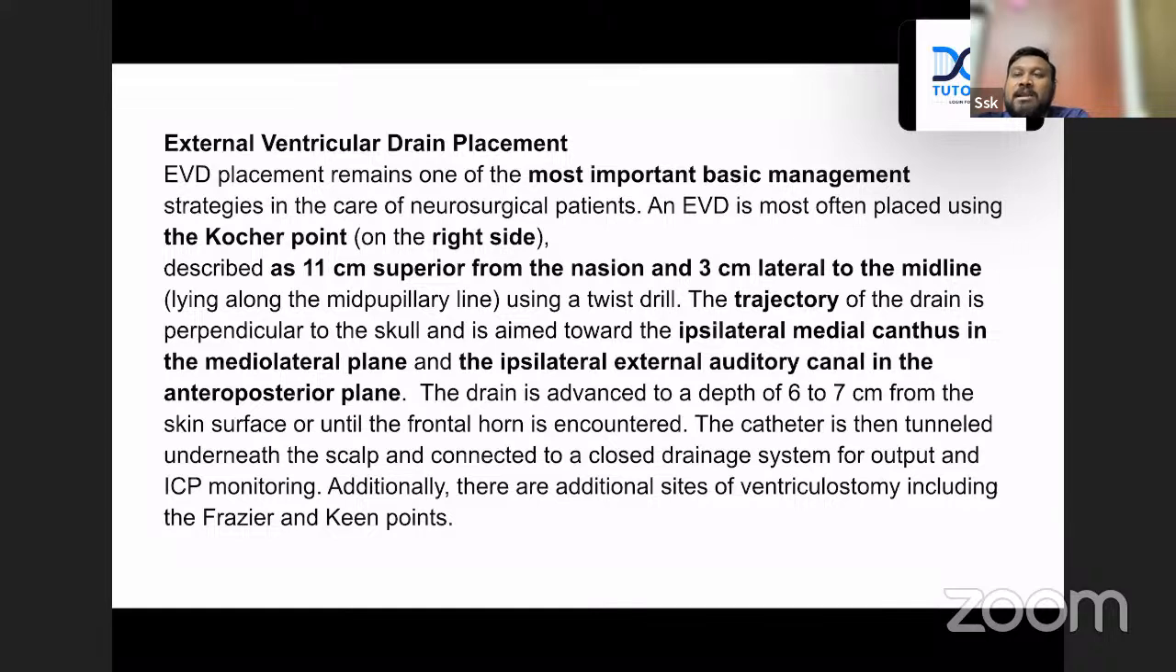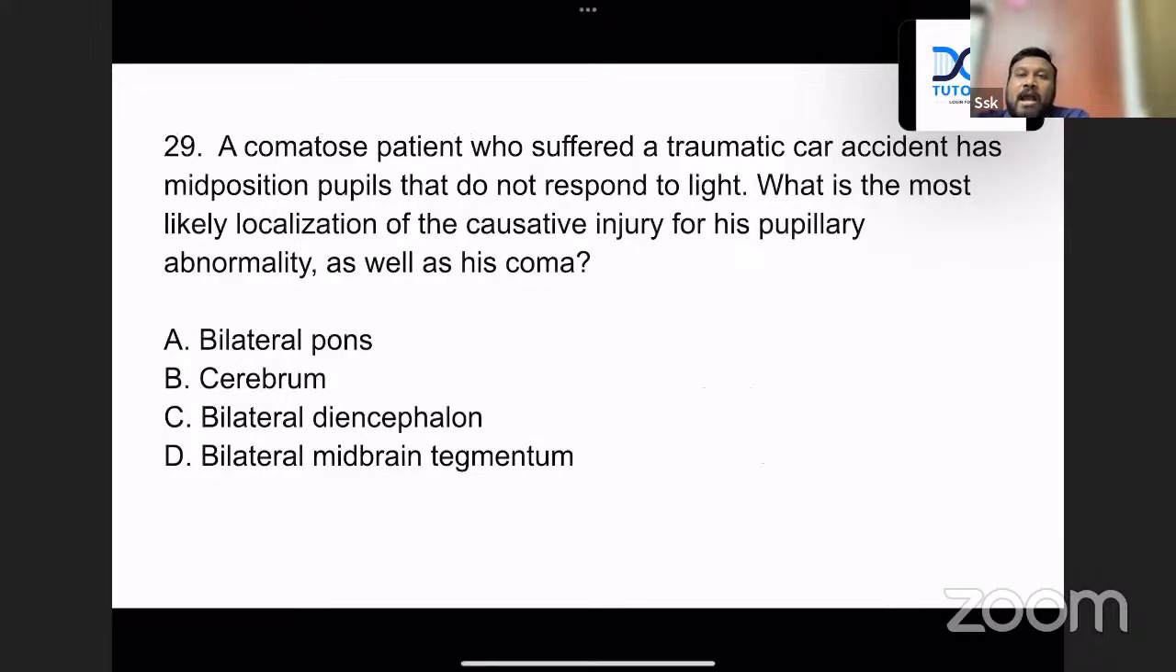So you do a twist drill and the trajectory, you aim it ipsilateral to the medial canthus and ipsilateral external auditory canal in the AP plane. So you may direct it medially and you advance it around 6 to 7 centimeters from the skin surface, and the frontal horn of the lateral ventricle will be encountered, and then you tap it. You put the external ventricular drain and then you drain it.